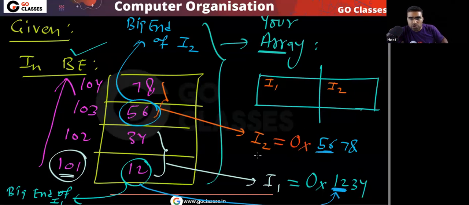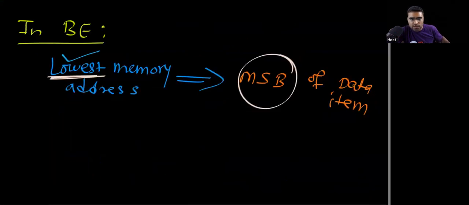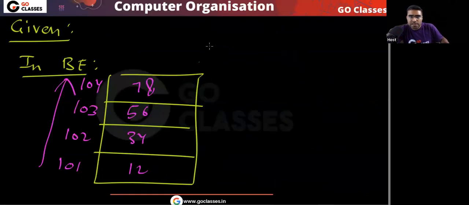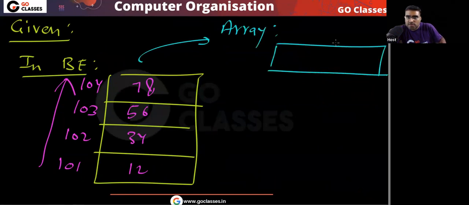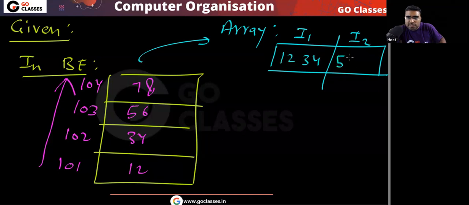So you got your array. What is your array? Finally, I can say that from here, you can get the array. Your array is basically this: I1, I2. And here you have 1, 2, 3, 4 in hexadecimal, and 5, 6, 7, 8.